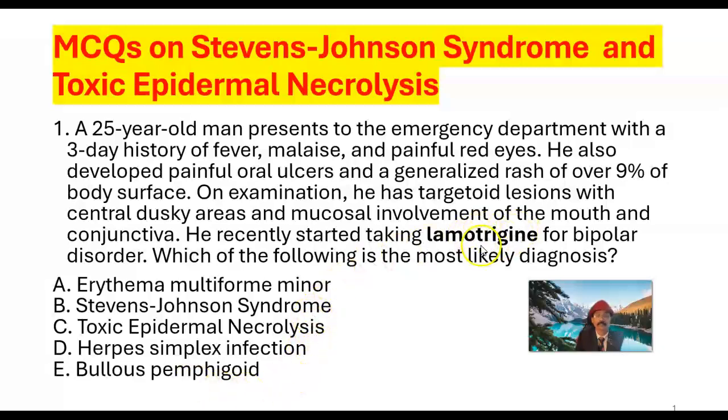We have history of drug, 9% body surface area present, fever, malaise, painful red eyes, oral ulcer, generalized rash over 9% of body surface. So our answer should be Stevens-Johnson syndrome.